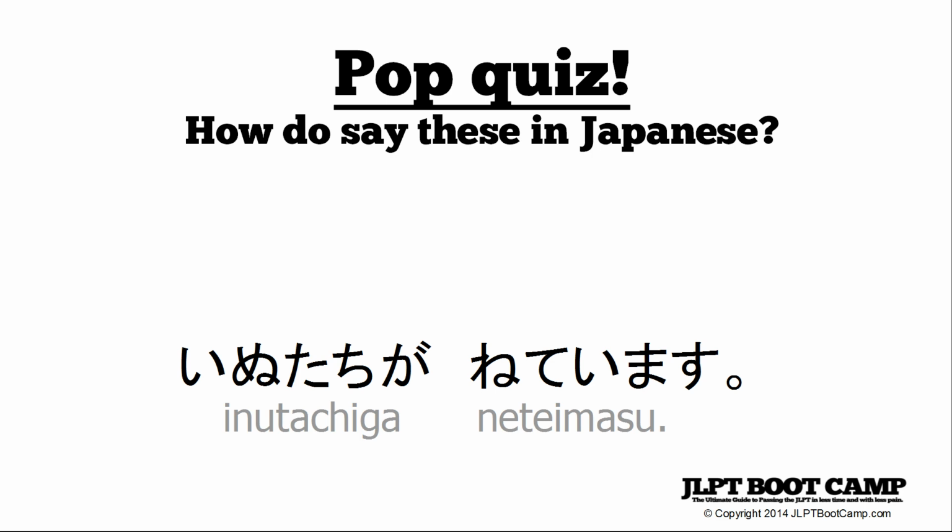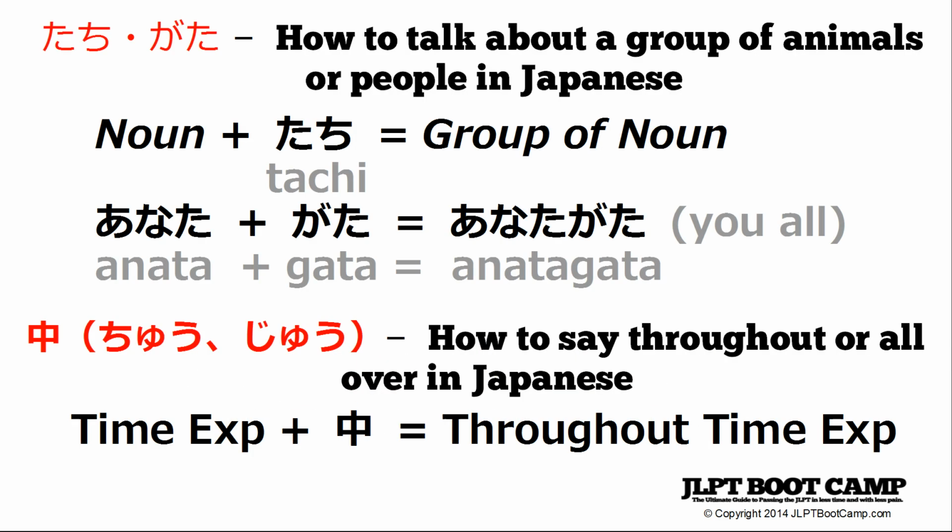Nete imasu. So again, real quick review. Today we talked about how to talk about a group of animals or people in Japanese. You use tachi or gata. Noun plus tachi will give you a group of noun. Gata is used with anata to mean you all, anata gata, but it's not used as often as anata tachi. Anata tachi is more common. So if it's just easier for you to remember, you should probably just use anata tachi.